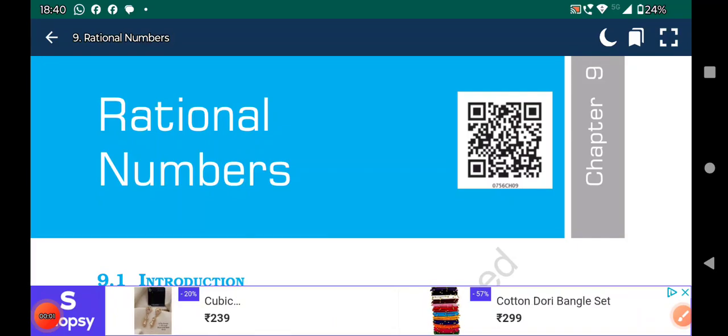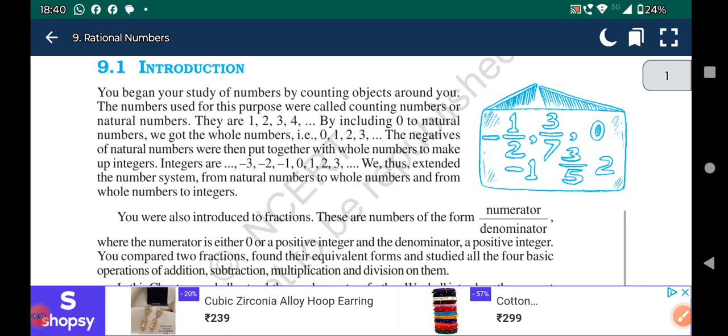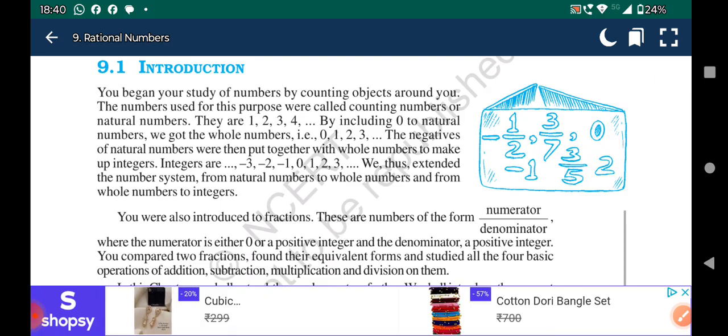Rational numbers. Introduction. You begin your study of numbers by counting objects around you. The numbers used for this purpose were called counting numbers or natural numbers. They are 1, 2, 3, 4. By including 0 to natural numbers, we got the whole numbers. That is 0, 1, 2, 3. The negatives of natural numbers were put together with whole numbers to make up integers. Integers are minus 3, minus 2, minus 1, 0, 1, 2, 3.